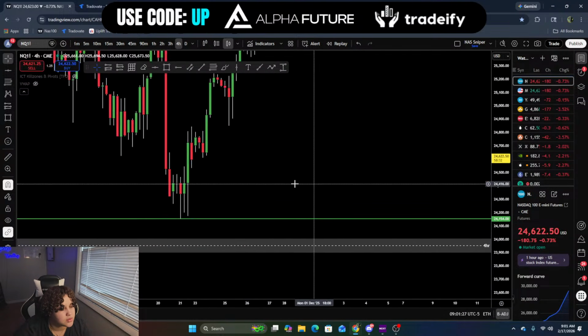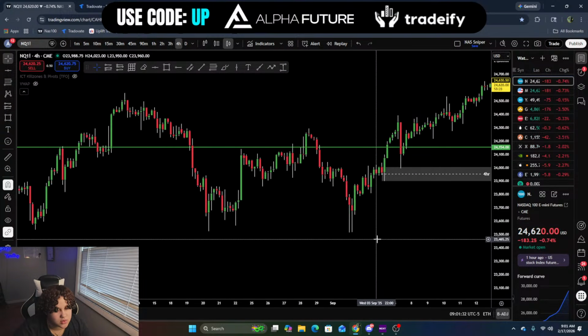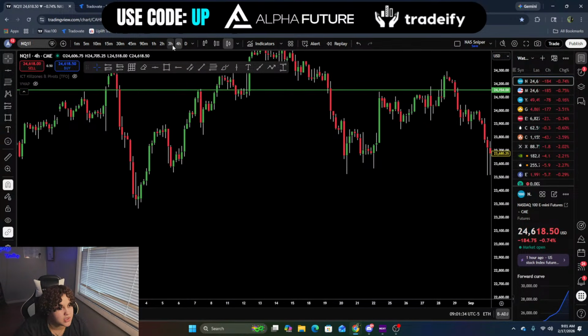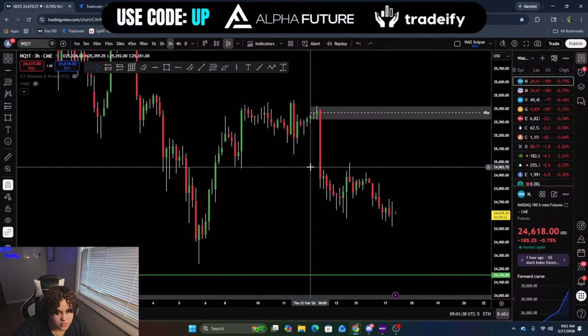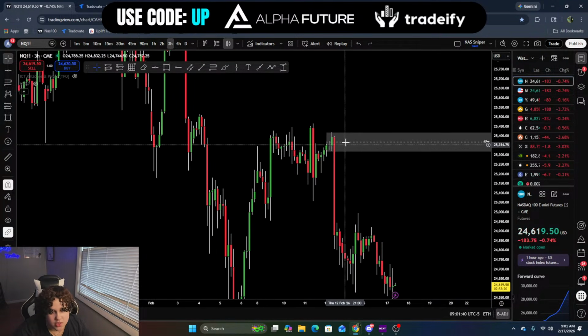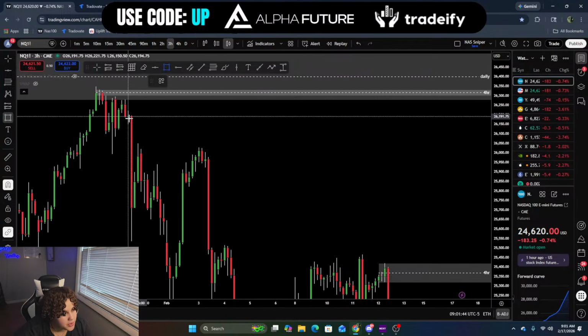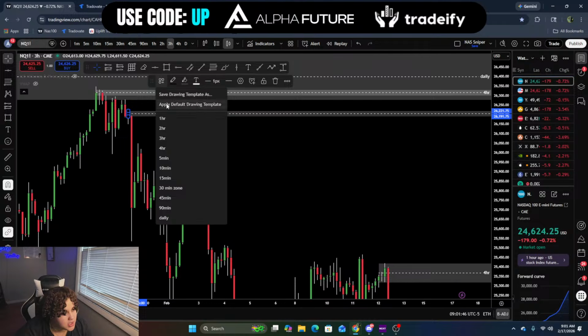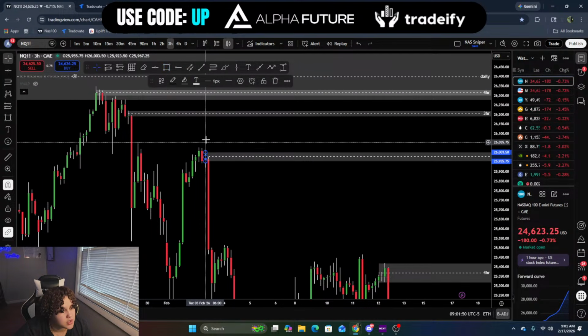So yeah, let's go down to the 3 hour. This 4 hour supply zone is also a 3 hour supply zone. I know we have a couple of 3 hour zones up here. This one's a zone as well.